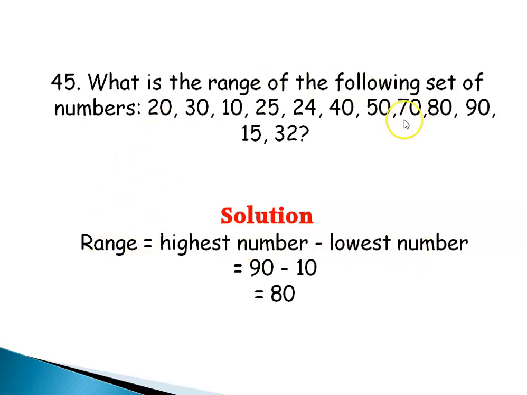Alright, let's go through all this. Which do you think is the highest number? 90, isn't it? So, 90 is the highest number. And which is the lowest number? 10. 10 is the lowest number. So 90 minus 10 is equal to 80. The range is 80.